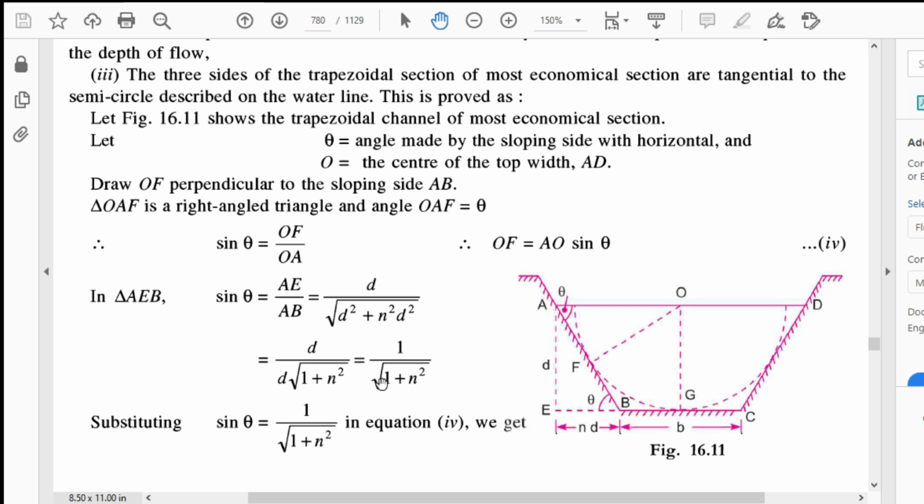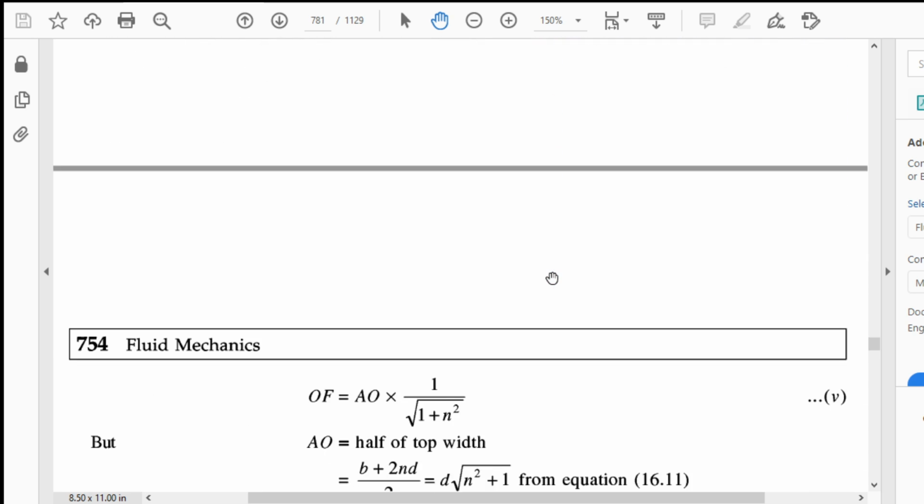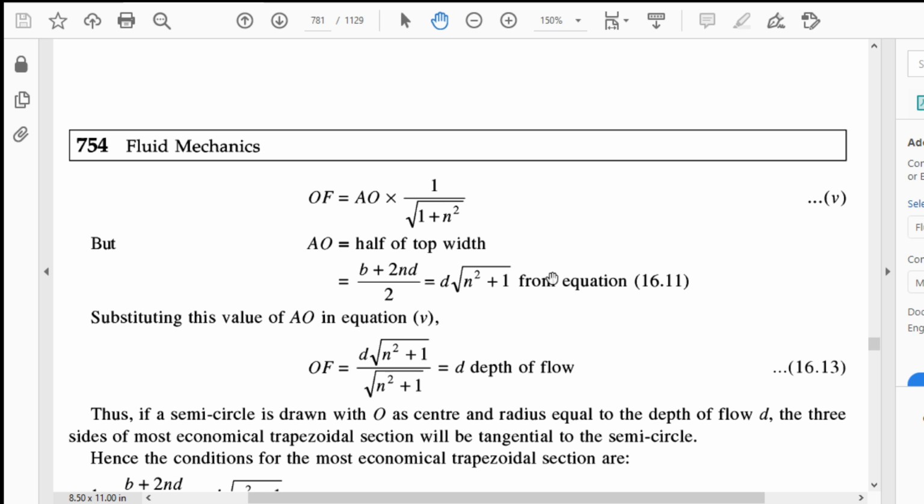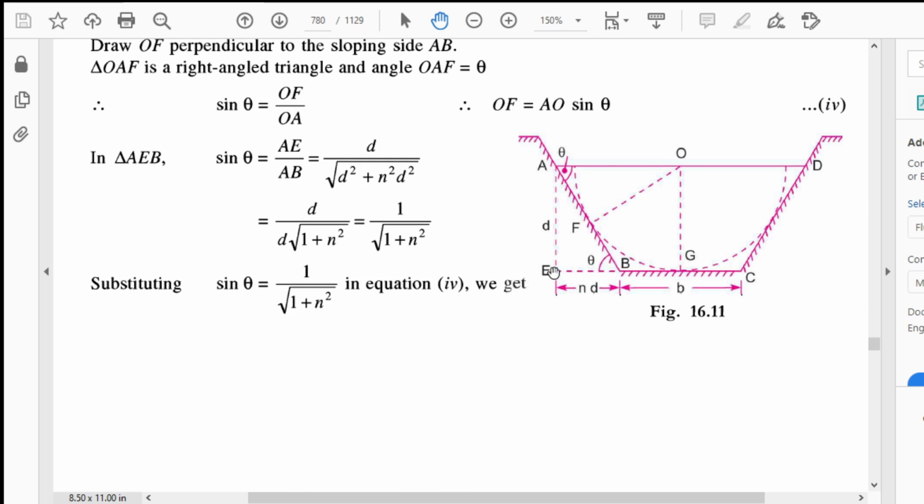So we can put this 1 divided by square root of n square plus 1 in this OF equation. The equation will be OF equals OA times 1 divided by square root of n square plus 1. Now this OA is the half of top width.